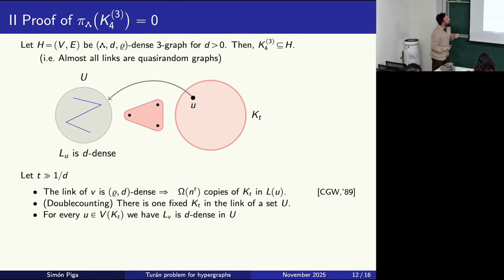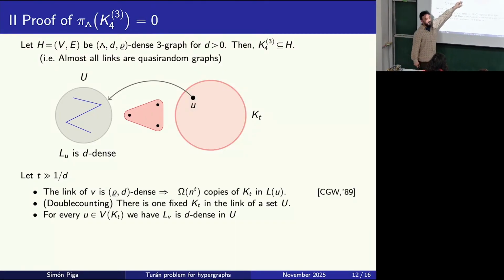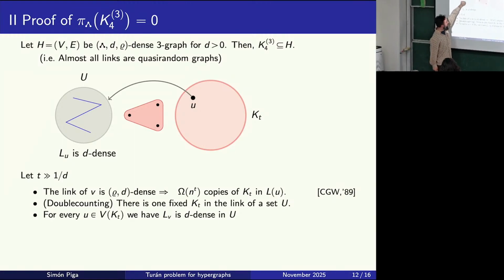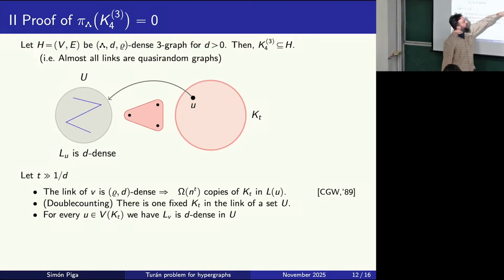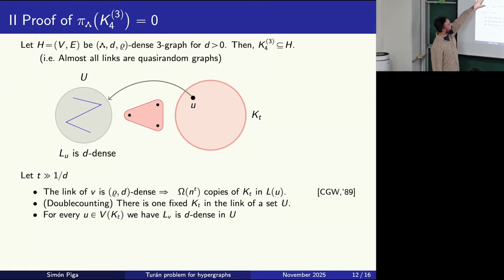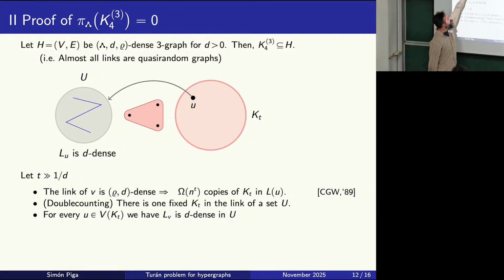Now this guy is a linear size set, so we can apply our condition. That means that every vertex here has to have some dense link inside here, right? I mean, we have to get rid of the guys which don't have dense links, but we just ignore them. There are only very few of them. So every vertex in this K_T contains a dense link in this part.